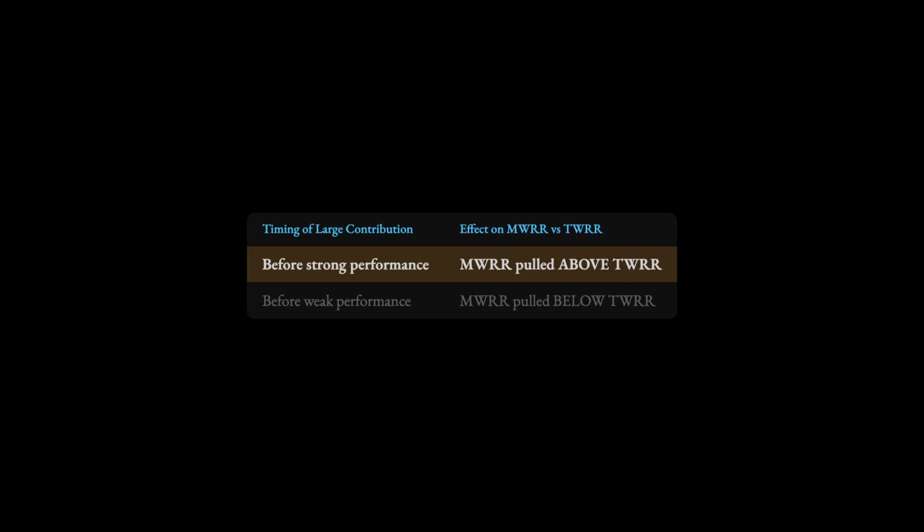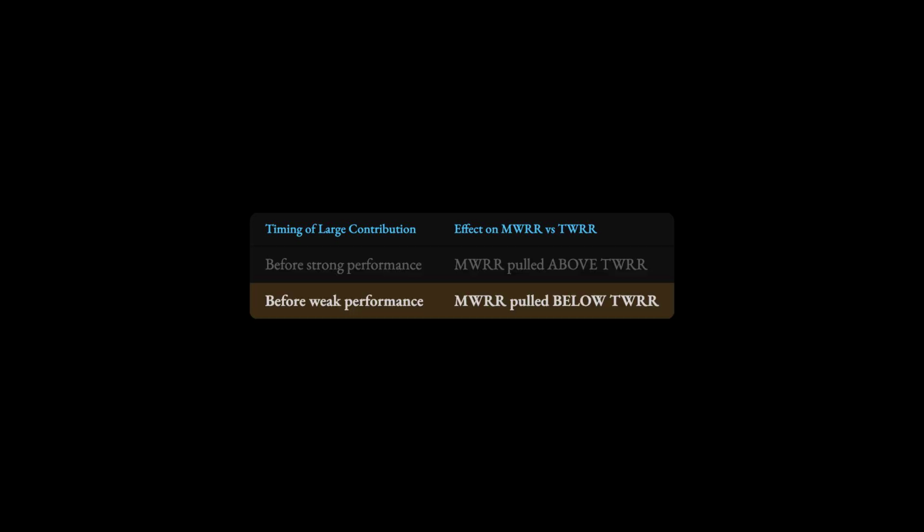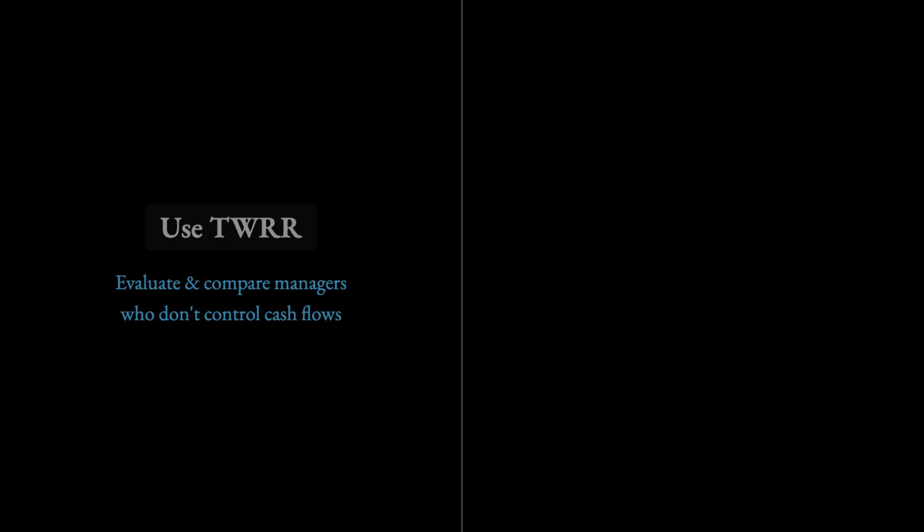Big contribution before a rally pulls MWRR above TWRR. Big contribution before a decline pulls MWRR below TWRR. That's exactly what happened to investor B. She added $90,000 before the weaker year, so her personal MWRR fell well below the fund's TWRR.